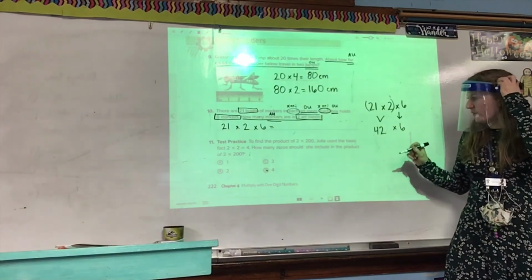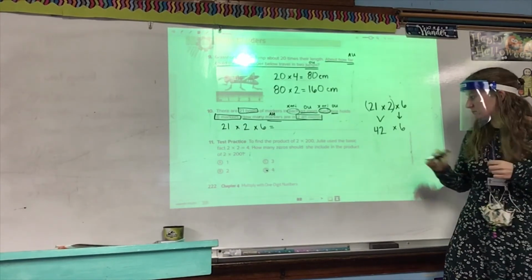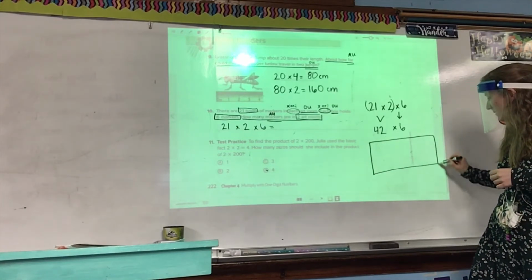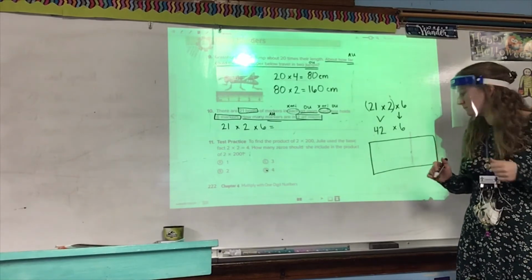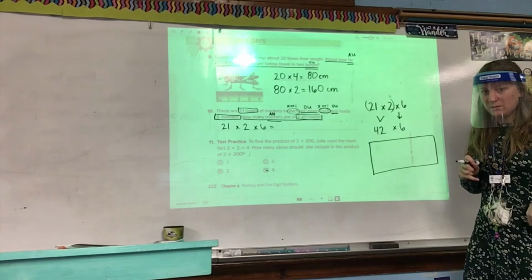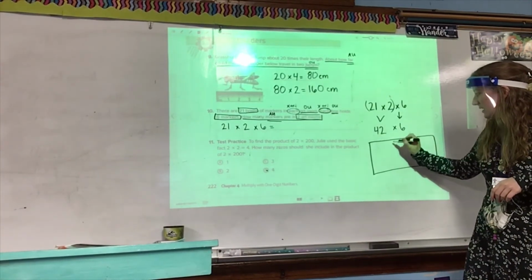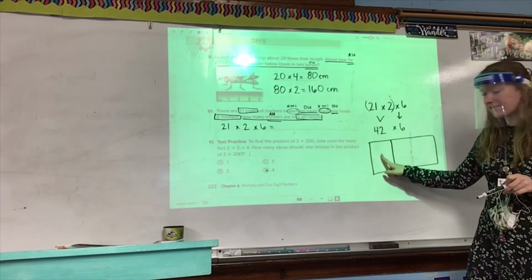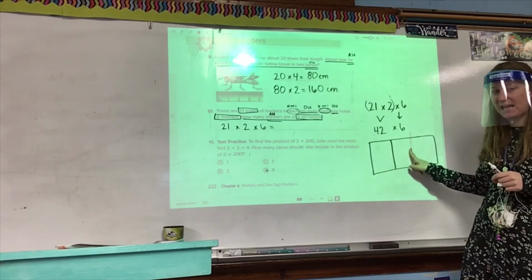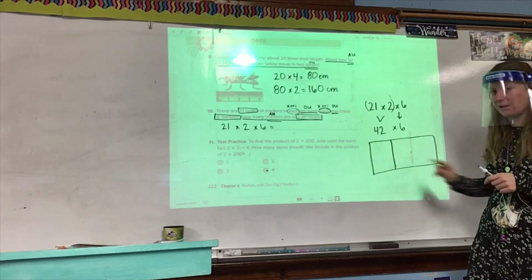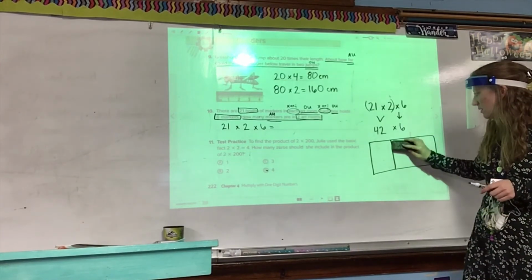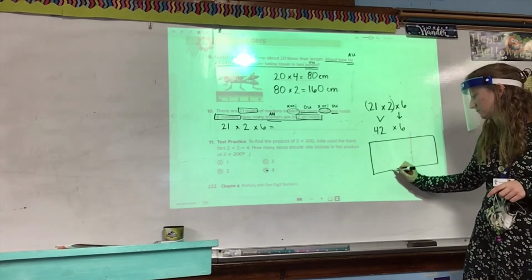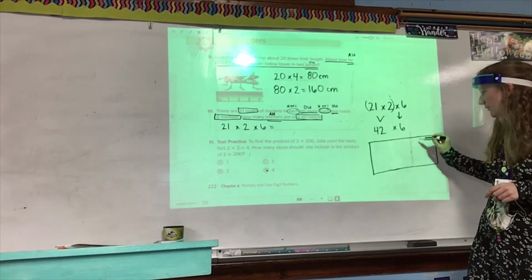Area model. So what do I do first? Draw a big rectangle. Now what? Split it. How? The left side to be smaller than the right side. Like this? No, because the left side represents my tens and the right side represents my ones. Are tens bigger or smaller than ones? Tens are bigger than ones. So that means which side should be bigger? The left.